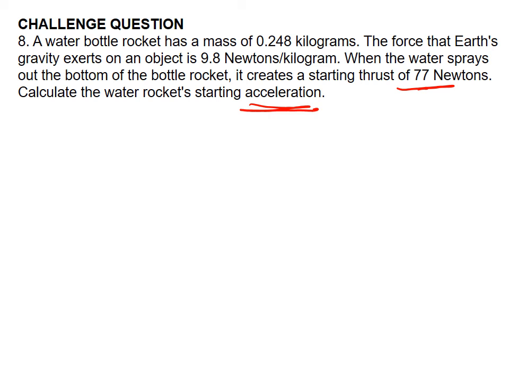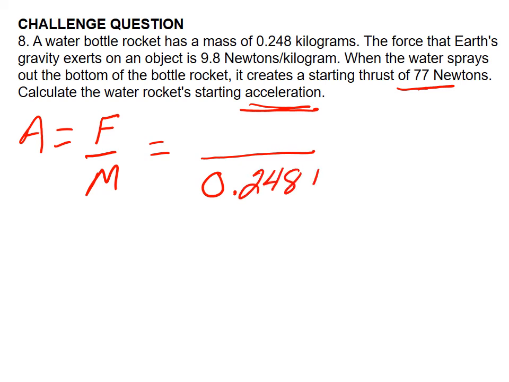calculate the acceleration. So we know that the formula for acceleration is equal to the force divided by the mass. And we know that the mass of the bottle rocket is 0.248 kilograms. We know that, but what we need to know is what the force is. Well, the first part of this, the idea of the force of the Earth's gravity, really doesn't have anything to do with it. We know that 77 newtons is what it's going to produce when it takes off.